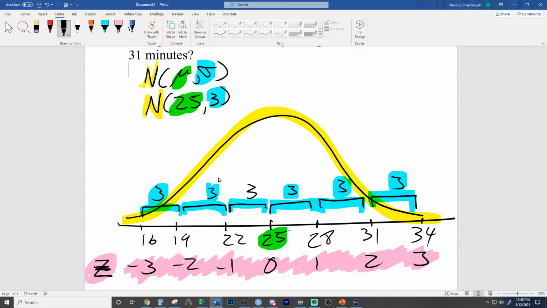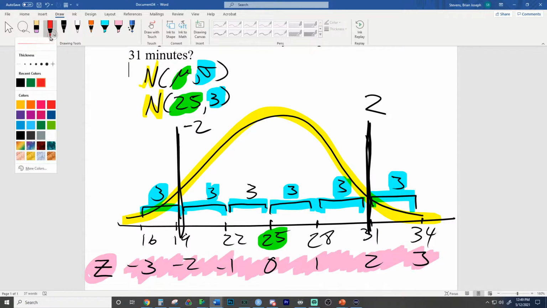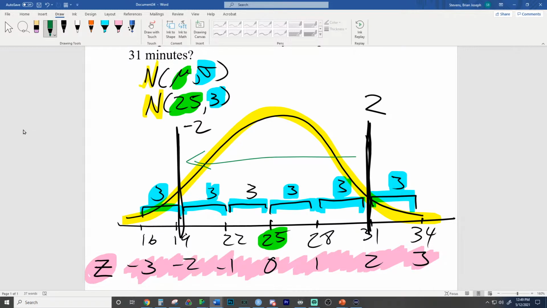And look where 31 minutes is at. 31 minutes is right at 2 standard deviations. So with 31 minutes, great job, Leslie. Leslie's practicing right here. I love it. So with 31 minutes being right here, 31 minutes is right at 2. And let's go down here to 19 minutes. Is at -2. So what percent of area would you expect to be between here and here?